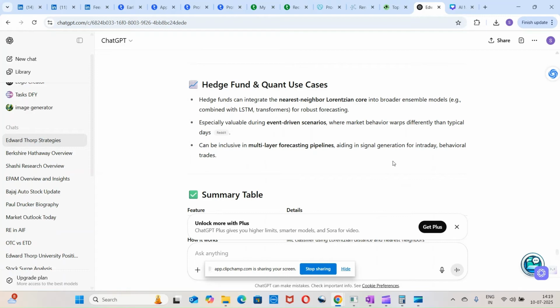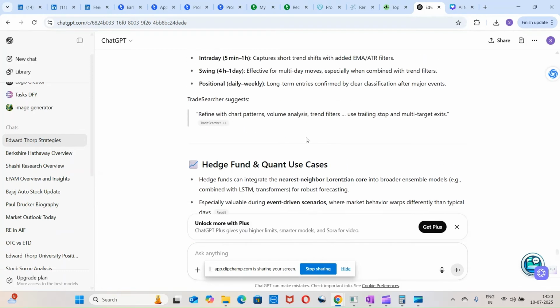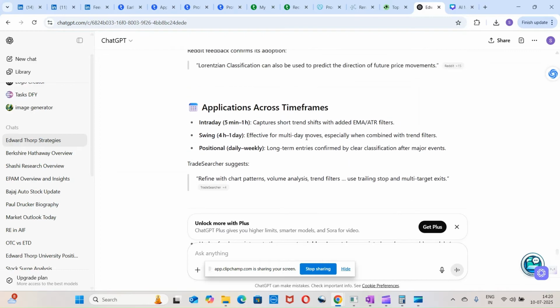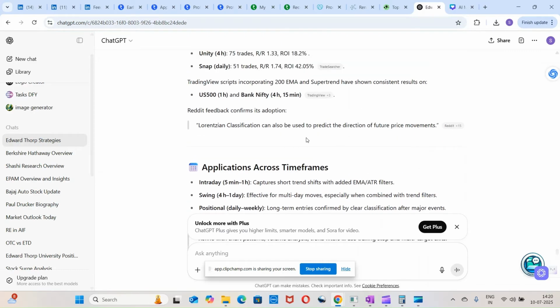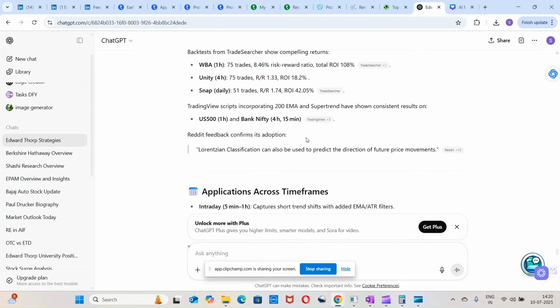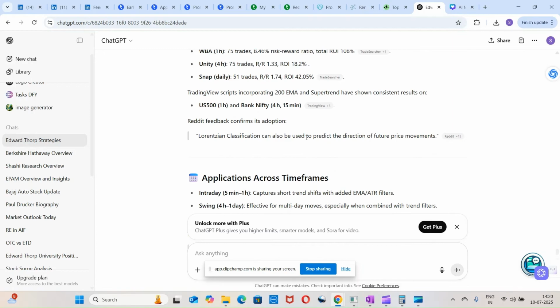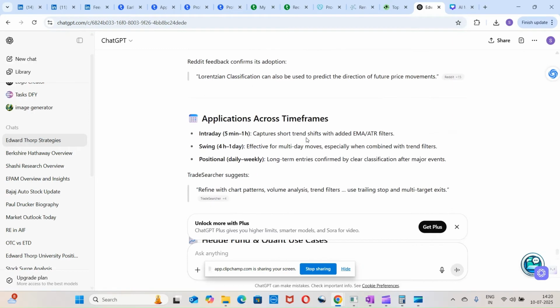It's a forecasting tool, and you could combine it with other AI models like LSTM and transformers to get robust forecasting. It works beautifully during event-driven scenarios, and its backtest results are also very positive. Around 108% returns and 42% returns on certain companies like Snap and WBA. Even on Bank Nifty, there are consistent returns.